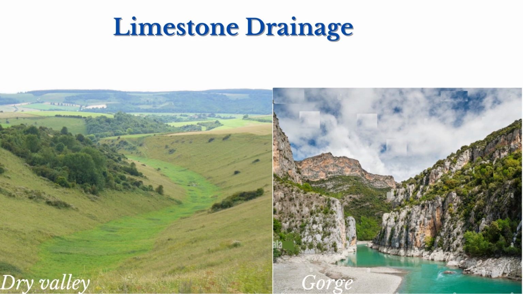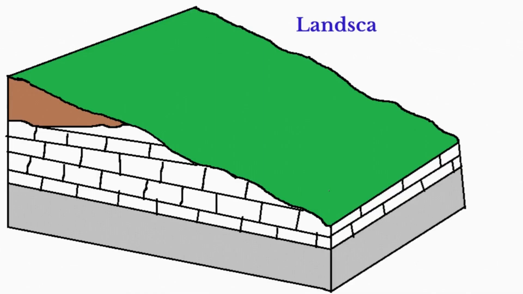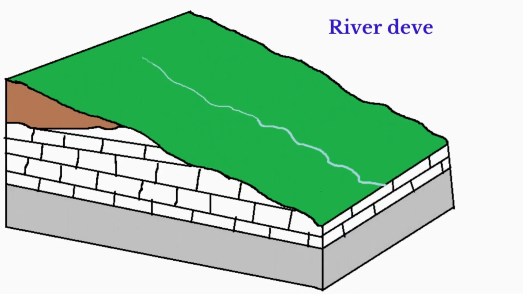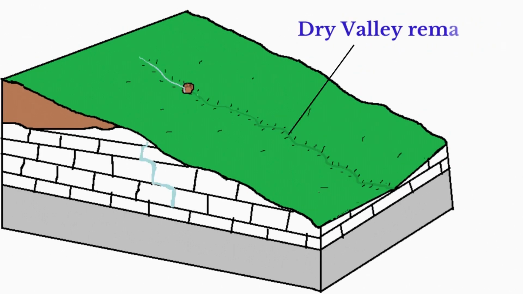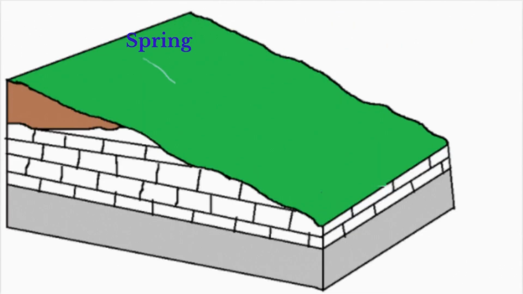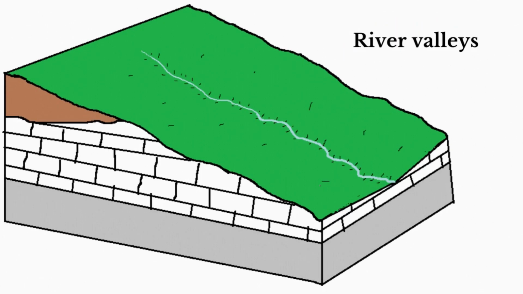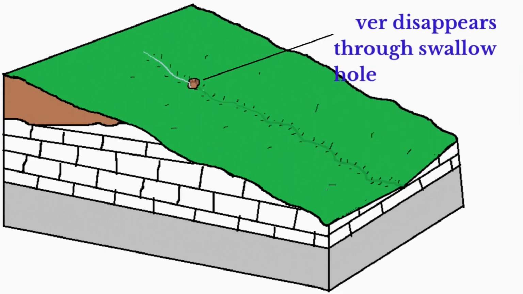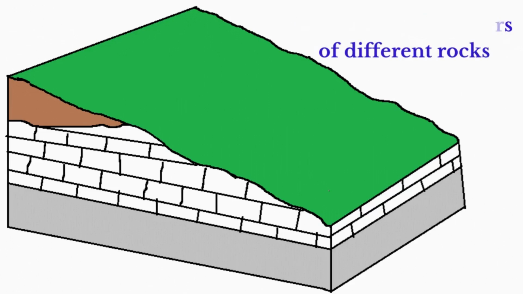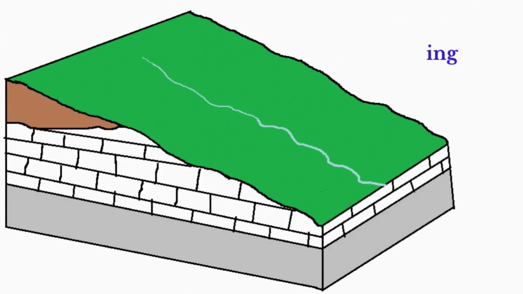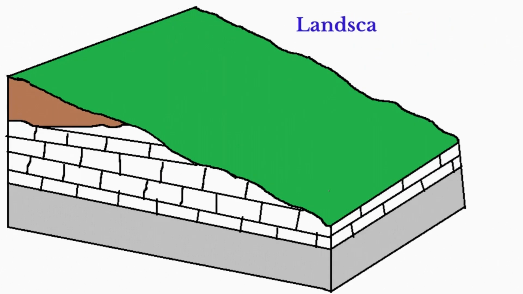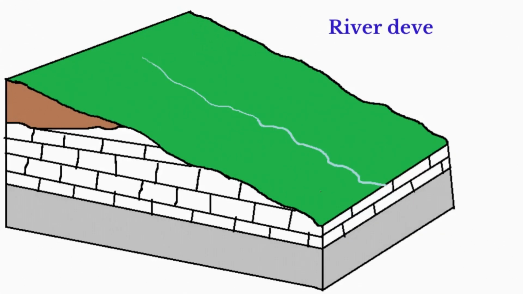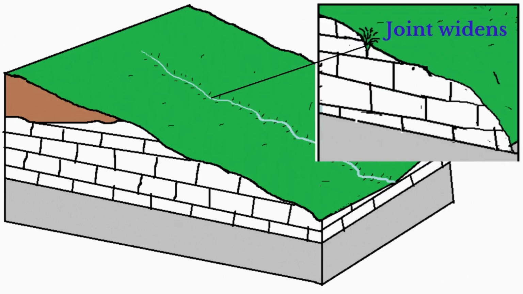One of the main characteristics of limestone landscapes is the general absence of surface drainage. Typically, rivers may form on adjacent rocks and continue their flow when they reach limestone. As the river flows over the limestone, river valleys will develop. However, over time, as the joints of limestone rocks are widened by solution, swallow holes may develop. These swallow holes provide channels for the river to flow below the surface. The valley then become void of a permanent river flow and is therefore called a dry valley.